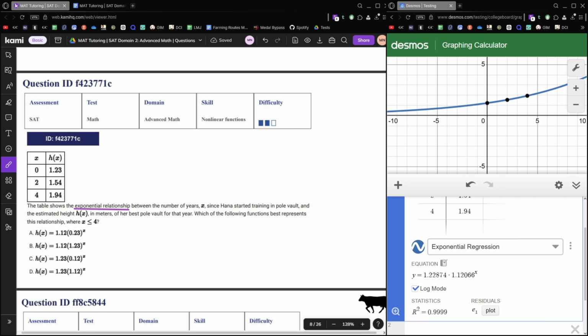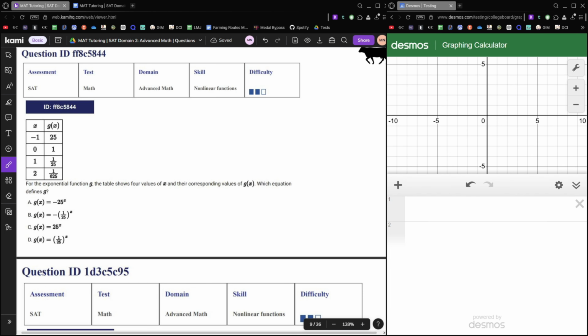Now we just need to match it up. So first up, we know that the first number is like 1, 2, 3, so it can't be A or B. And the second one is 1.12, so that means our answer will be D. Slide number 9. Once again, they give us a table of values and want us to write an equation for it.